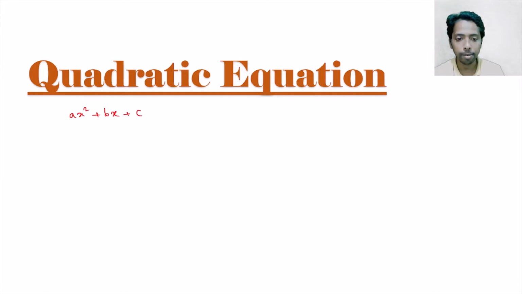bx plus c equals to 0. The c is constant, b is constant, a is constant, but a goes along with the square term of the variable, that is x square, b goes along with the only variable, that is x, the constant term, that is b here, and this is the c, right? This is also constant.